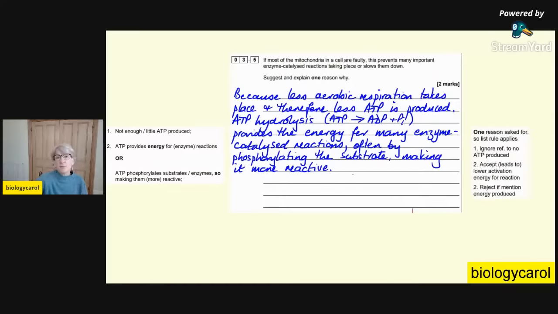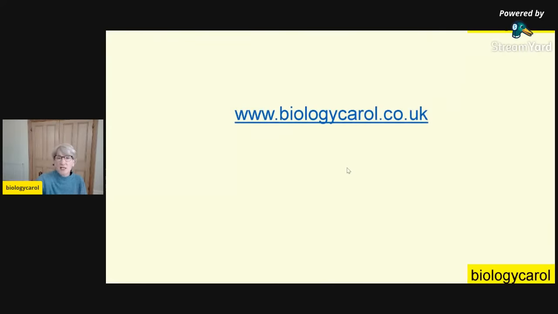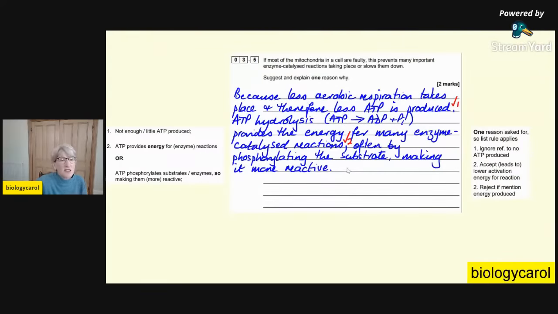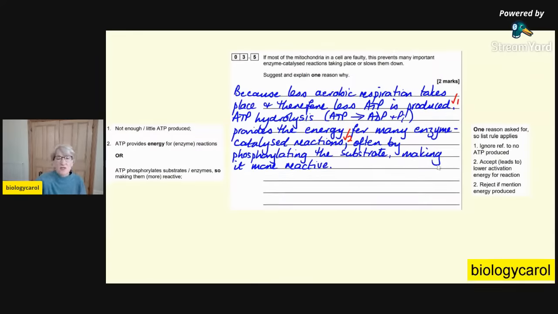Here's the mark scheme, and here are the extra points. So I actually ended up getting both the marks, actually. Oh no, this was an OR. Yeah, I ended up putting in both of these, but I only got 1 mark, obviously.